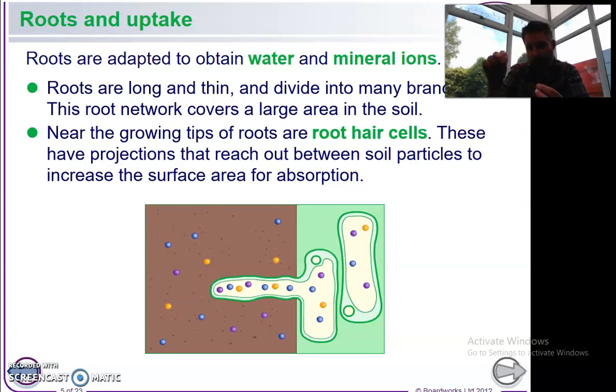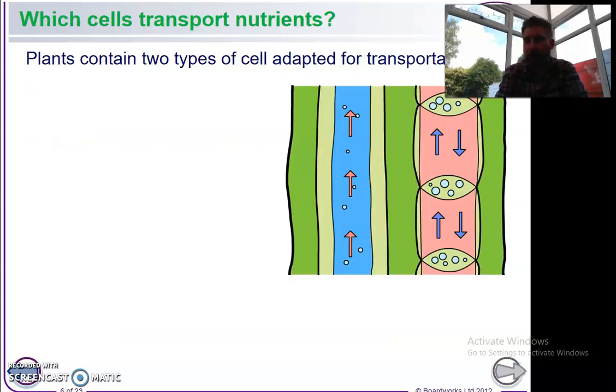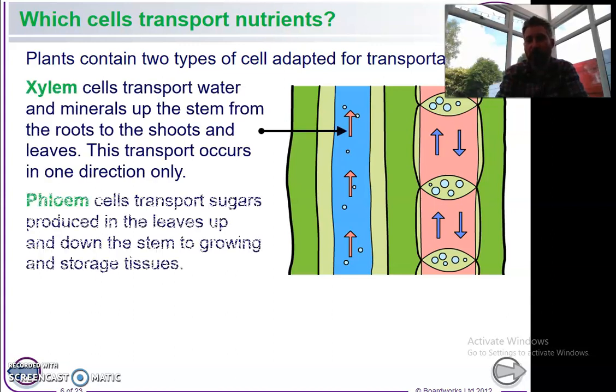It's just the tips that keep growing outwards at the stems and also at the roots. Okay, so there's the soil, and those are the mineral ions and water molecules, and they're being absorbed there. So how do they then move upwards? Well, you've then got these two transportation networks that allow water to move and minerals to move and sugars to move up and down and throughout the plant.